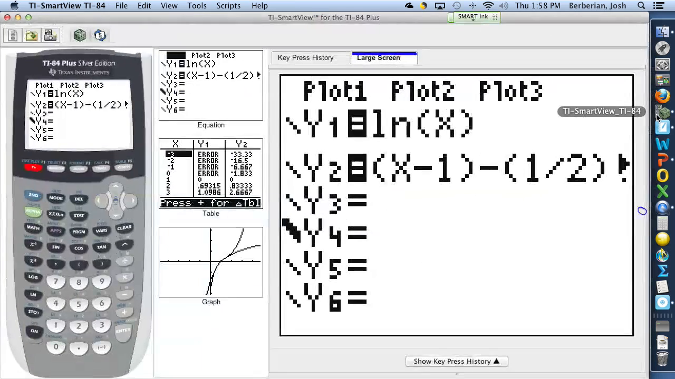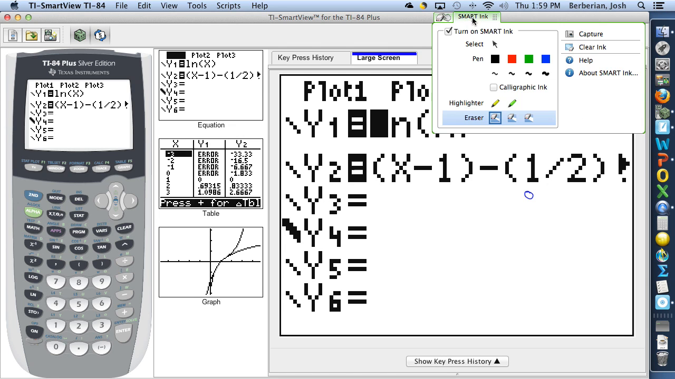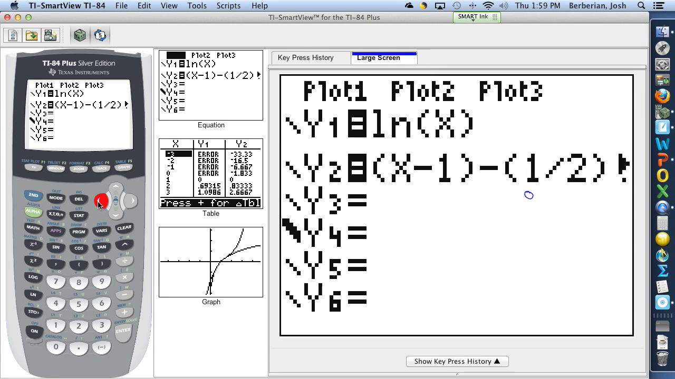All right, so let's go back, and here I have ln of x. Can you go back for one quick section? I will in a minute. Okay.